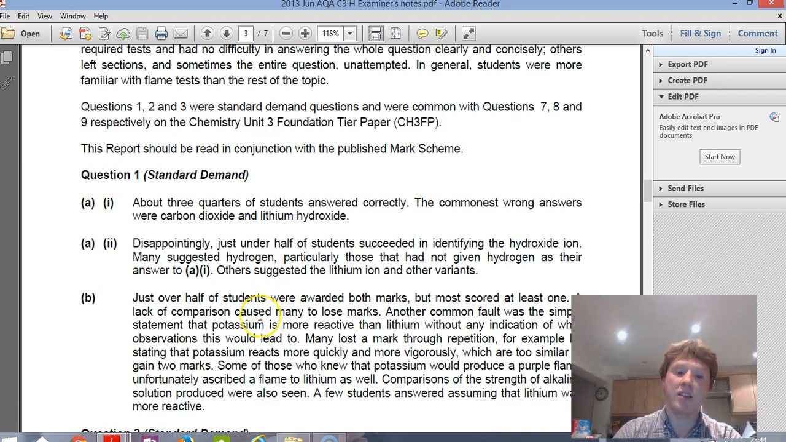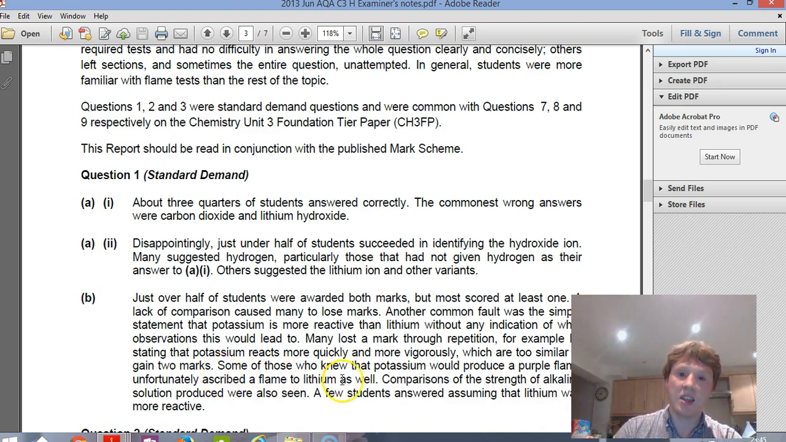A lack of comparison caused many to lose marks. So that is a good point. If you're asked to compare 2 things together, you have to say something along the lines of more or less, a word that would compare things. So if you just wrote lithium reacts, or potassium reacts, then you wouldn't get the mark. People said that potassium is more reactive than lithium, but that's not what the question's asking. The question asks what would you see differently when you react potassium with water compared to lithium with water. People repeated themselves because they said it was too quickly and too vigorously.